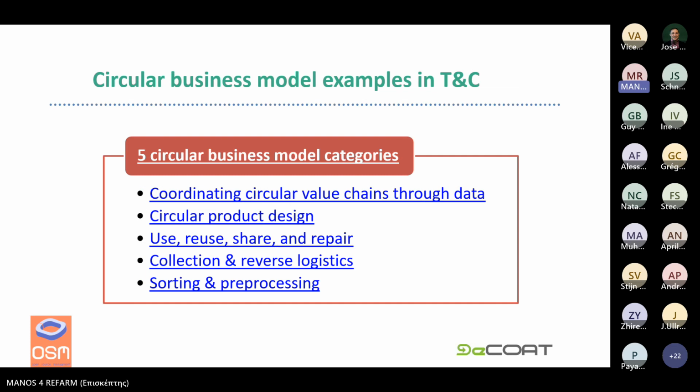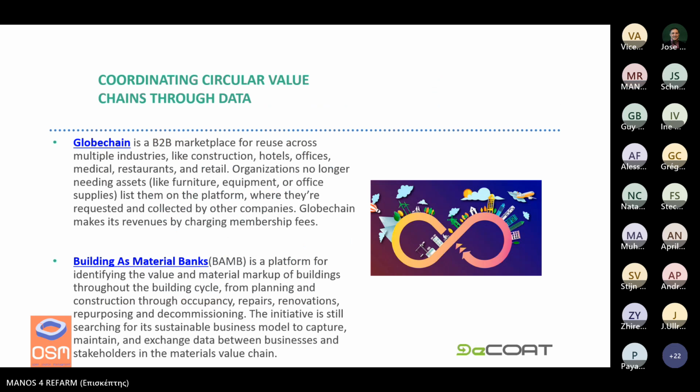The ones that are found to be more applicable in the textile and clothing industry, in circular economy, are coordinating circular value chains through data, circular product design, use, reuse, share, and repair, collection and reverse logistics, and sorting and pre-processing. That will be explained in the case studies with the examples.